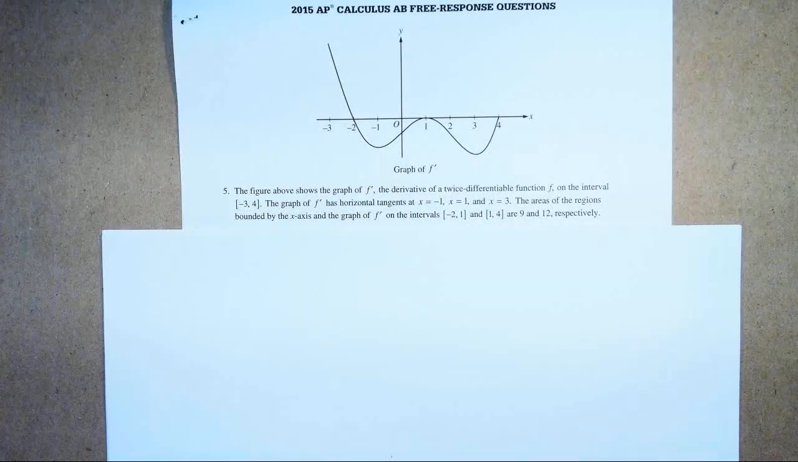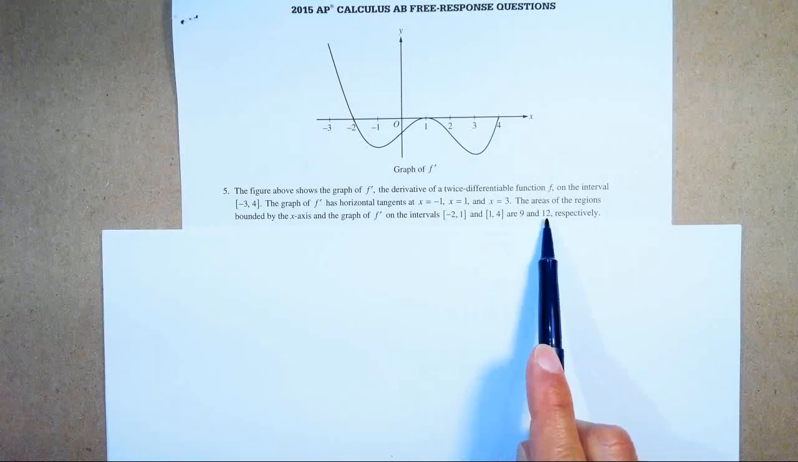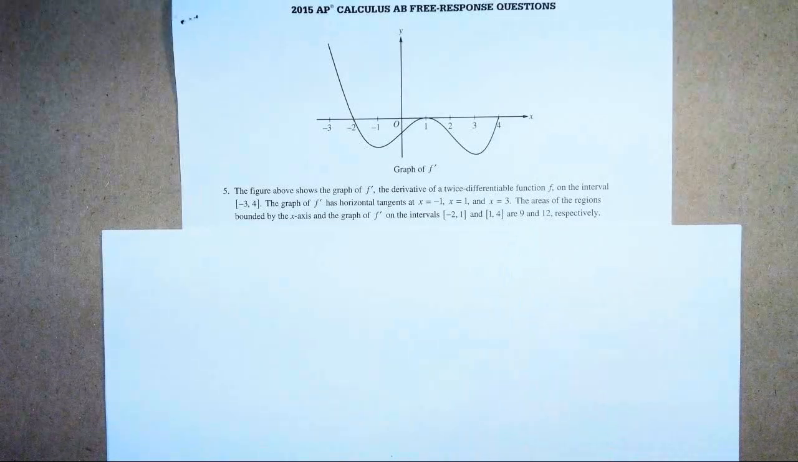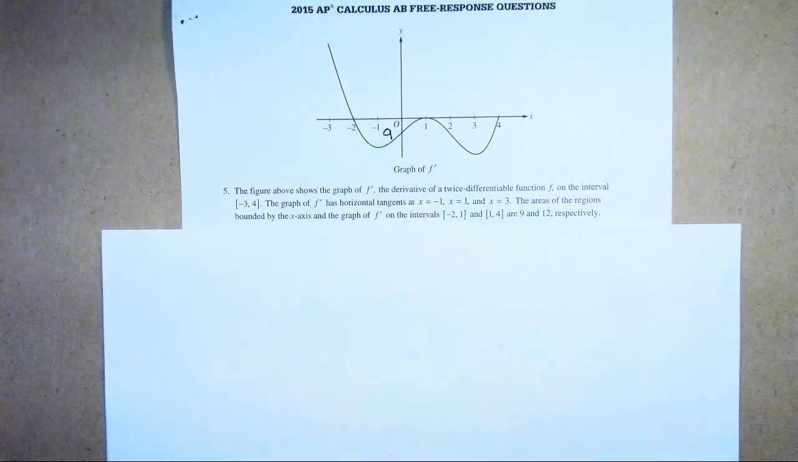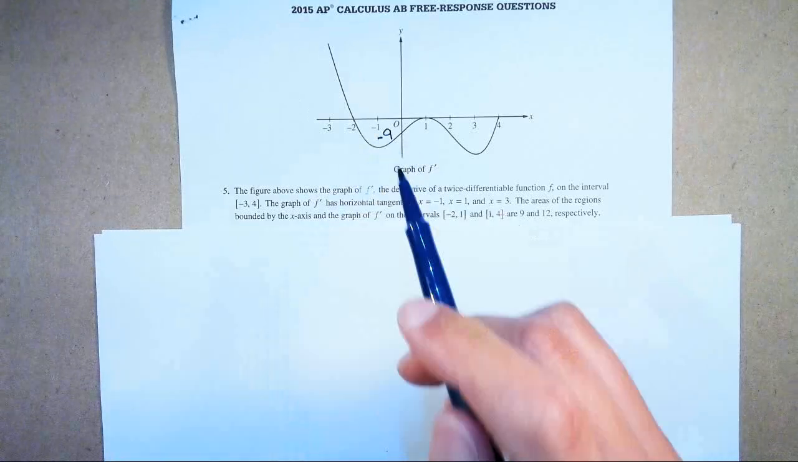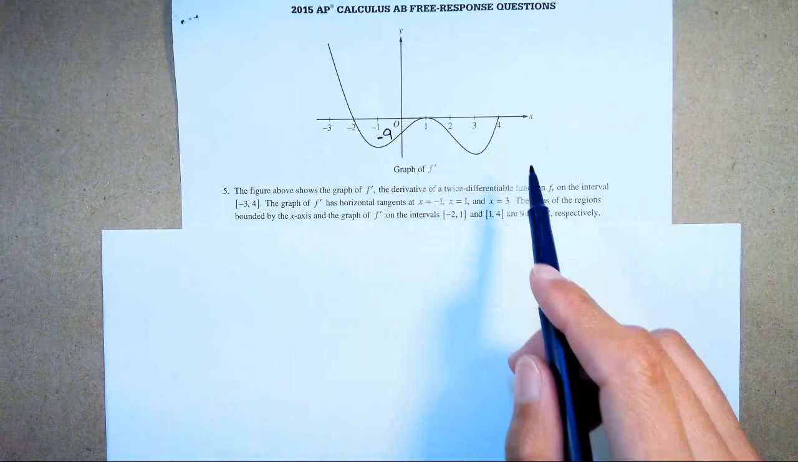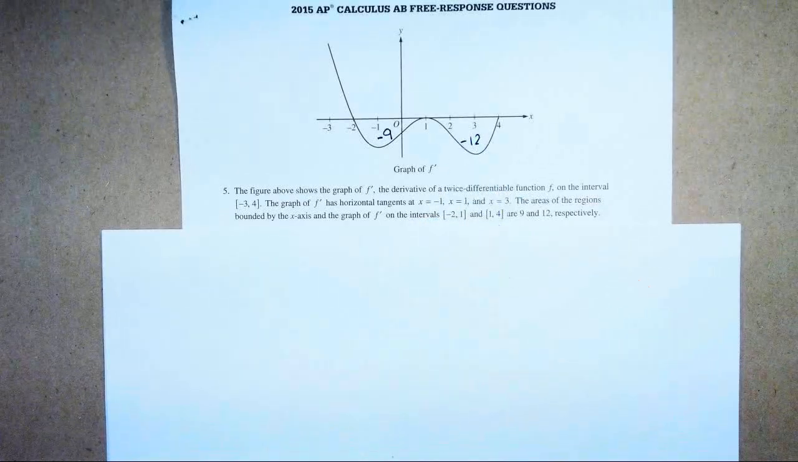It says the areas of regions bounded by the x-axis and the graph of F prime on the intervals -2 to 1, and 1 to 4 are 9 and 12 respectively. The word respectively means in that order. So because -2 to 1 comes first, 9 goes with that one, and 1 to 4 second, 12 goes with that one. Between -2 and 1, the area is 9, except one thing: it's below the x-axis, so remember, it's a negative area. And 1 to 4, 12, also below, therefore negative.